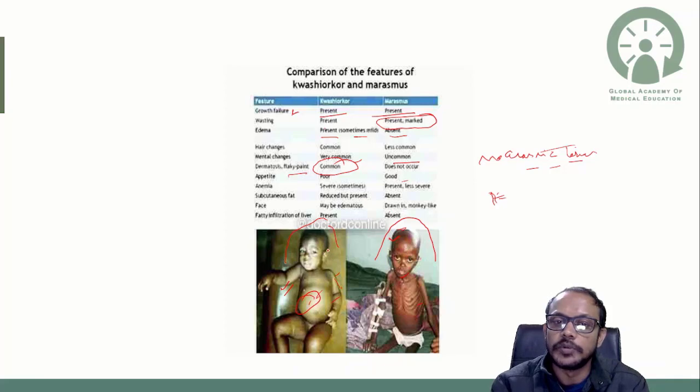Here serum albumin is also decreased in kwashiorkor. Anemia is sometimes severe, and subcutaneous fat is reduced but present, and here subcutaneous fat is absent. You can see that. The face is edematous, with monkey-like facies. Fatty infiltration of the liver is present, as I already told you that liver impairment is there in kwashiorkor.